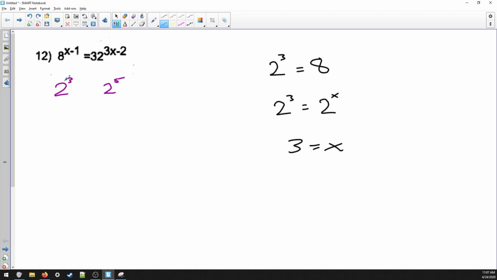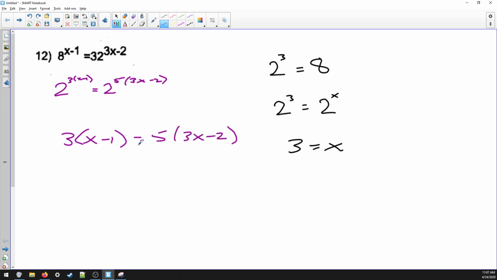So I did that. 8 became 2 to the third, and then what we said to do is, if there's an existing exponent like x minus 1, put that in parentheses right next to what was already there, okay? Equal sign, and then the same thing on the other side. The existing exponent was 3x minus 2, okay? So in this case, I now have the same base on the left and on the right. So just like here we set the 3 and the x equal to each other, I can take this expression and set them equal to each other. So here's what it's going to look like. 3 times x minus 1 is equal to 5 times 3x minus 2, okay?